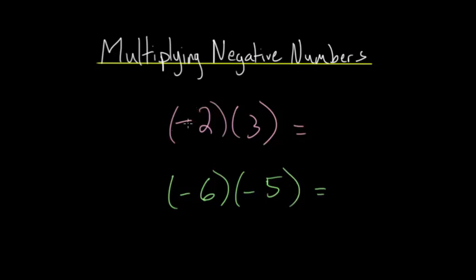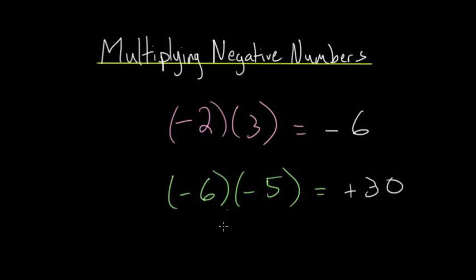When you have one negative and multiply it by one positive, your answer is going to be negative. You get a negative 6. But when you have two negatives, they essentially cancel each other out and you get a positive number. So in this case, you get a positive 30.